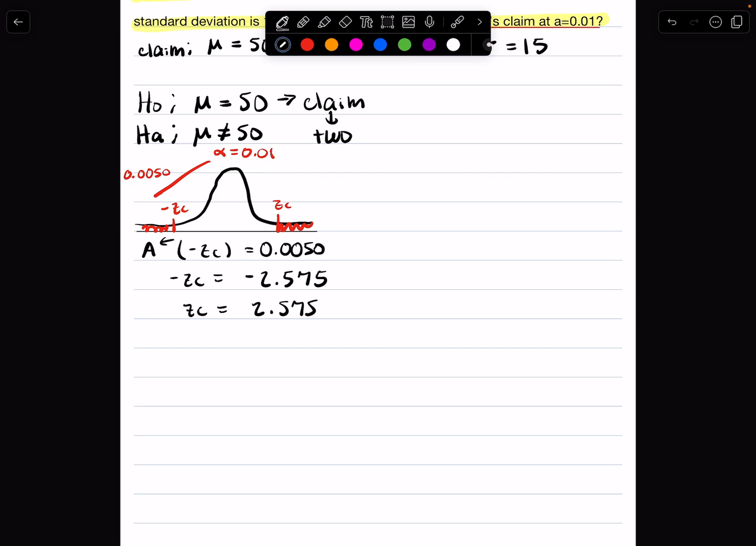And then again, we want to write what our conclusion is going to be based on how our z-score compares to this. Well, if it's in the rejection region, we reject our null hypothesis. So if z is less than negative 2.575 or z is greater than positive 2.575, we will reject. And what are we always rejecting or failing to reject? H0.